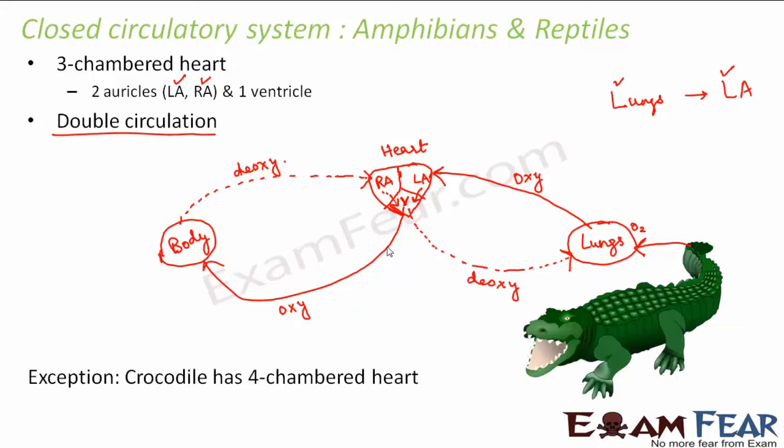Now there is one exception which has a four-chambered heart, and that is the crocodile. Crocodile is a reptile which does not have a three-chambered heart. Instead, they have a four-chambered heart like human beings. So we will talk about the four-chambered heart in the next slide.